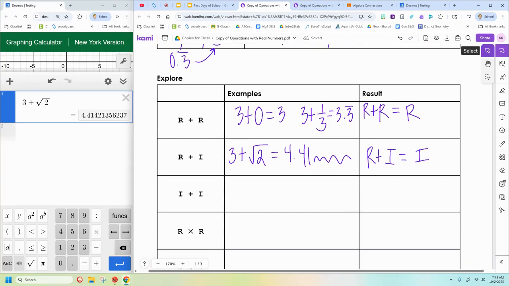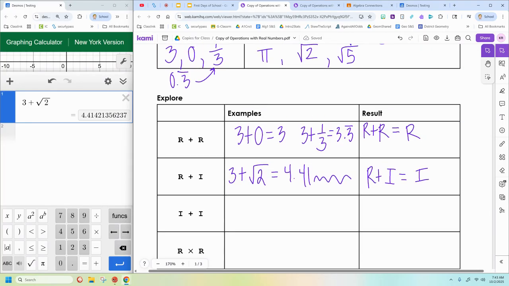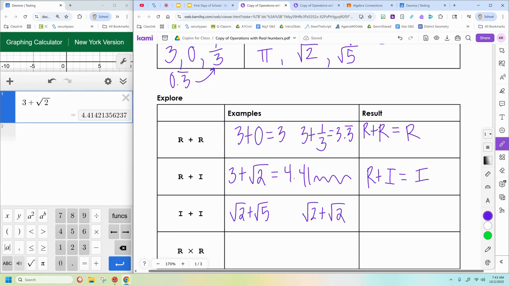So now we have an irrational plus an irrational. We want to try 2 different things. We want to do radical 2 plus radical 5. But you also want to try just doing radical 2 plus radical 2. Does that make sense that we would want to repeat the same number to see if there's anything weird that occurs? Okay, so try both of those in your calculator and see if you get garbage or if you get something nice and pretty. Okay?